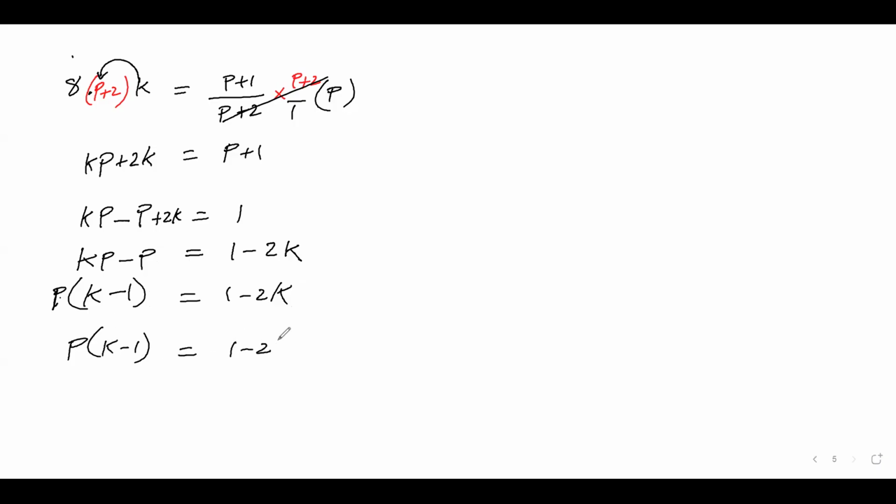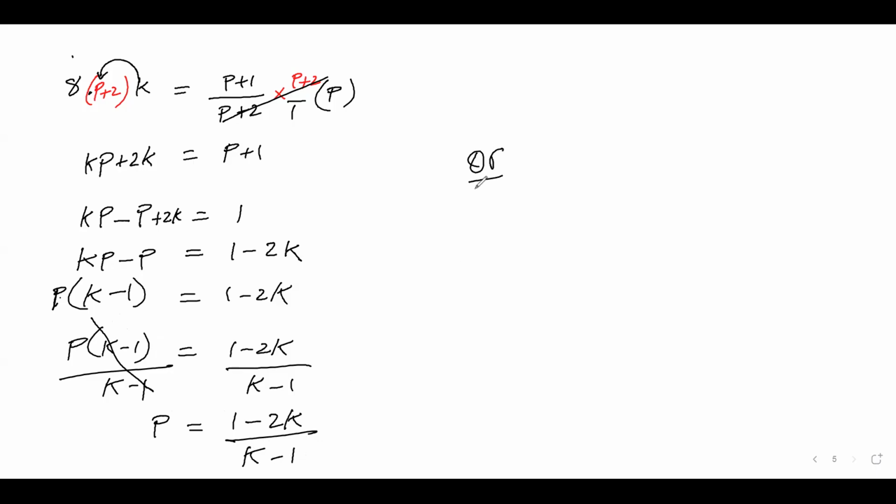And I have to do it on this side, because this is P multiplied by K minus 1. Whatever I do on one side, I do on the next. So it leaves me with P. That's what I want to find. So your answer should be either 1 minus 2K over K minus 1, or, for those persons who I did not see, it's 2K minus 1 over 1 minus K. Any of these answers is correct.